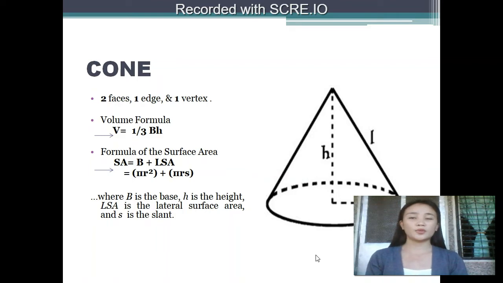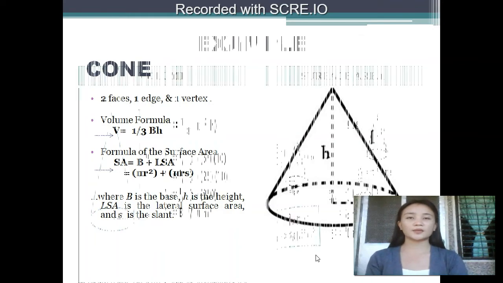Now, let's proceed to the formulas. The volume formula for the cone is V is equal to 1 over 3 BH. Then the formula of the surface area is SA is equal to B plus LSA. Then the formula for the B is pi r squared, and the formula of the LSA is pi rs, where B is the base, H is the height, LSA is the lateral surface area, and S stands for the slant. Now let's have an example.